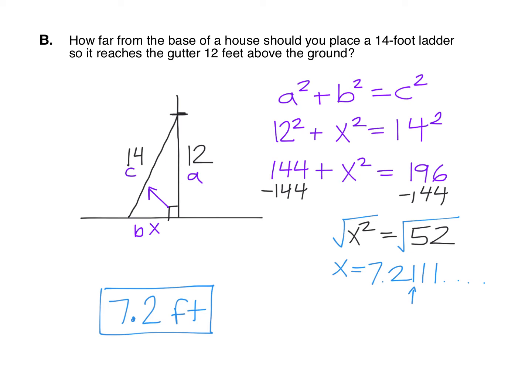And just like problem A, we're not going to type everything into our interactive notebook. You need to type out your original equation here. You need to type out the x equals the square root of 52. And you need to type out your final answer in the answer box of 7.2 feet. And you also should add the numbers to the picture. So add the 14 for the ladder length, the 12 for the height above the ground, and the X for the distance from the wall. So add all of those things that I boxed to the boxes in your interactive notebook.